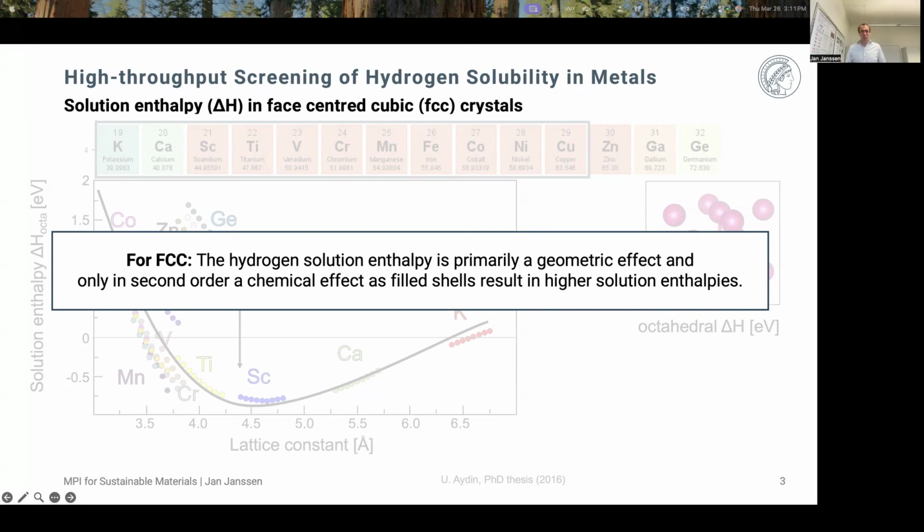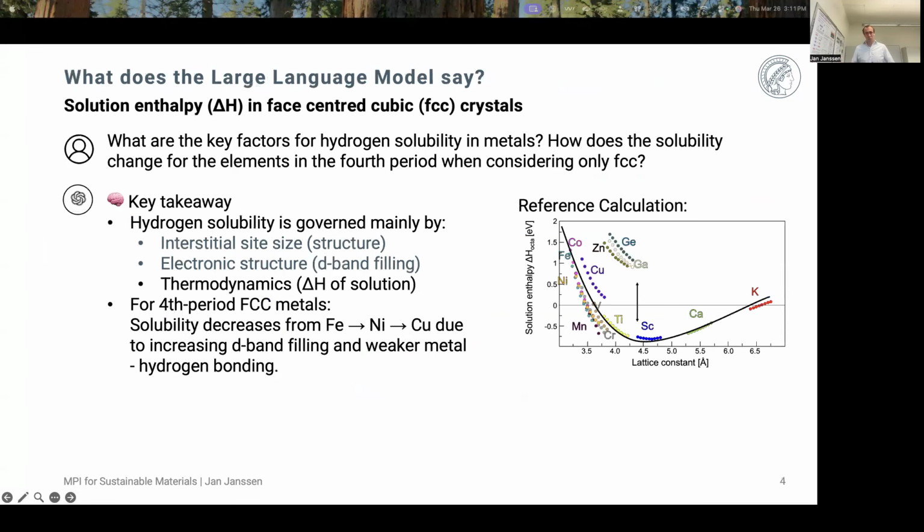Now let's take a look at what the large language models already know about this. For this benchmark, I used the ChatGPT 5.4 model, the latest model available, and I just asked it this question: what are the key factors for hydrogen solubility in metals, and how does the solubility change for elements in the fourth period when only considering FCC? And as a reference, I show the same graph again, so we can validate the statements that we get from our large language model.